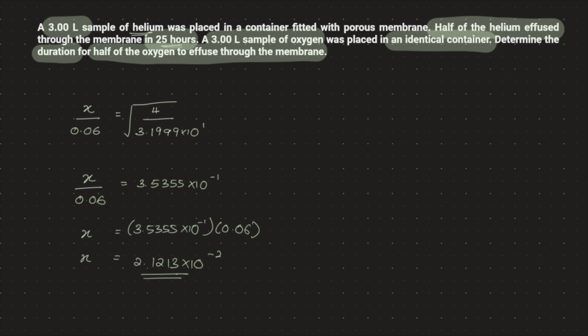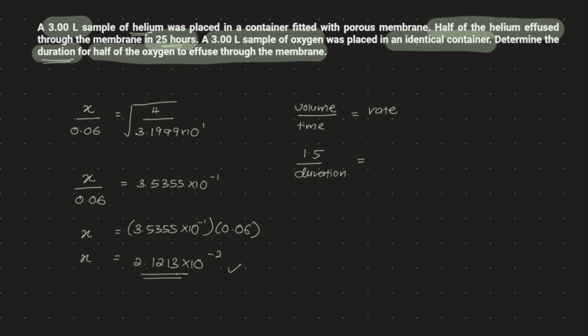Alright, so this calculation shows the rate when half of the oxygen is being effused through the membrane. In the question, you were asked to determine the duration. When you have the rate, it means the volume over the time is the rate. So you were given the rate, you have calculated the rate, and you know that half of the volume is 1.5.